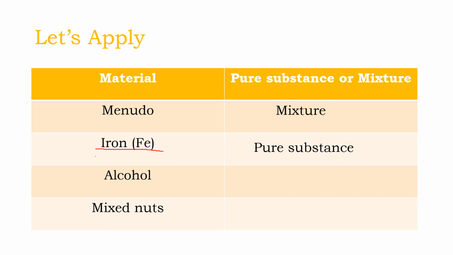Next, we have alcohol. So, alcohol. It consists of carbon, hydrogen, and oxygen. So, dahil pinagsama-samang iba't ibang klase ng element, siya po ay isang compound. At ang compound po ay isang o belong sa pure substance. How about mixed nuts? Pinagsama-samang iba't ibang klase ng nuts. Ano po kaya siya? Siya po ay mixture. Correct.